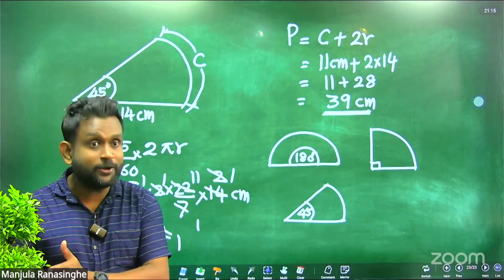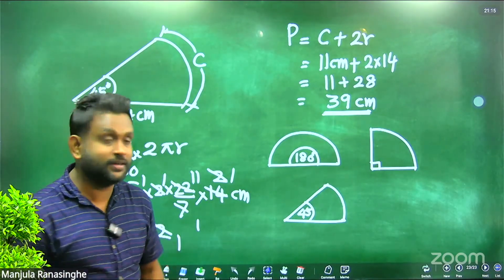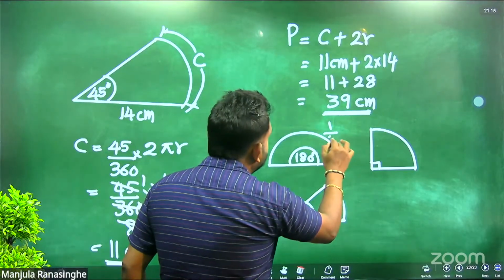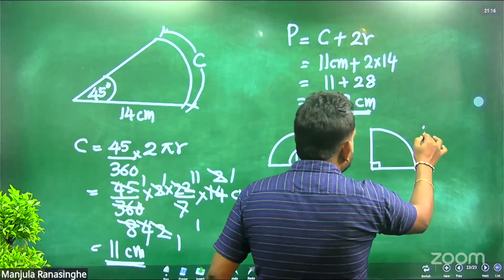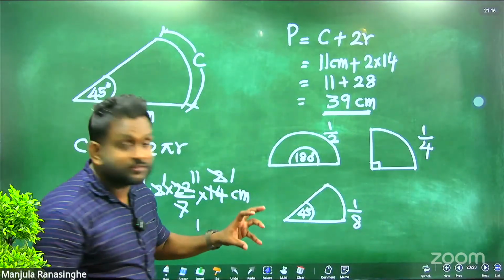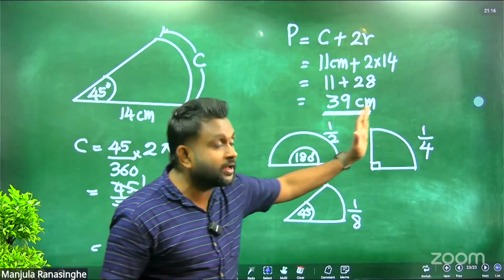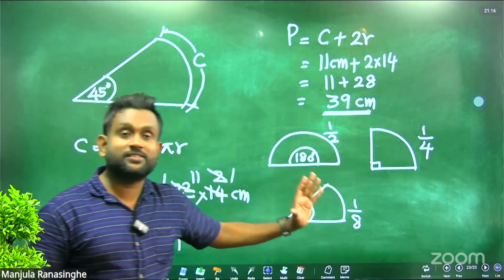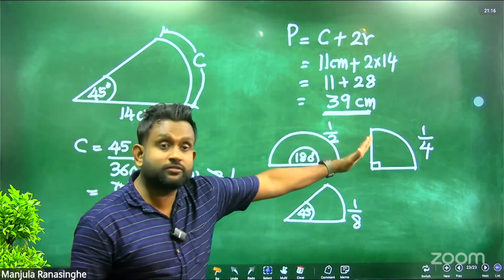So the area is πr squared, and the same fraction appears here. So what's the fraction applied here? Half. Here, from a full circle, 1/4. Here, from a full circle, 1/8. If arc length is given, 2πr comes to the end. If it is area, πr squared comes to the end.